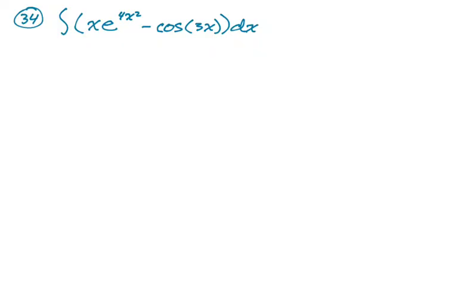Integral of x e to the 4x squared. So I'm not afraid of that because that's an exponential. I'm just going to let u equal the exponential. And then minus cosine of 3x, which I'm also not afraid of because I memorized the derivatives of the trig functions, so I am familiar with that.